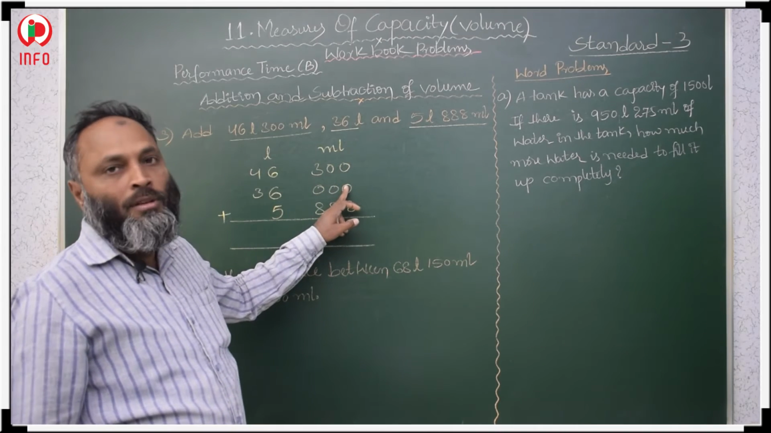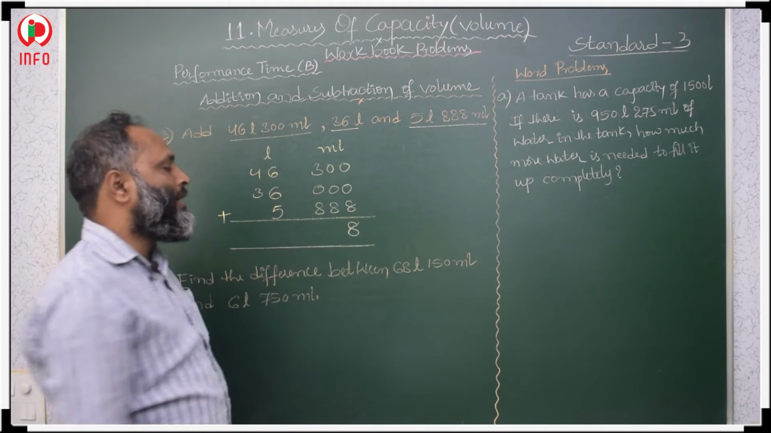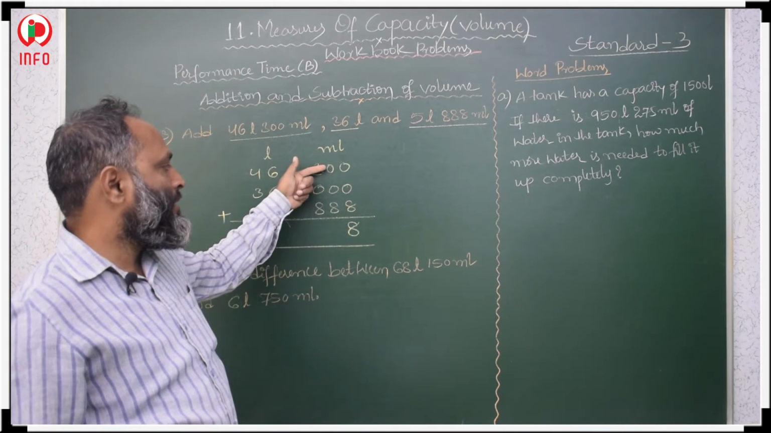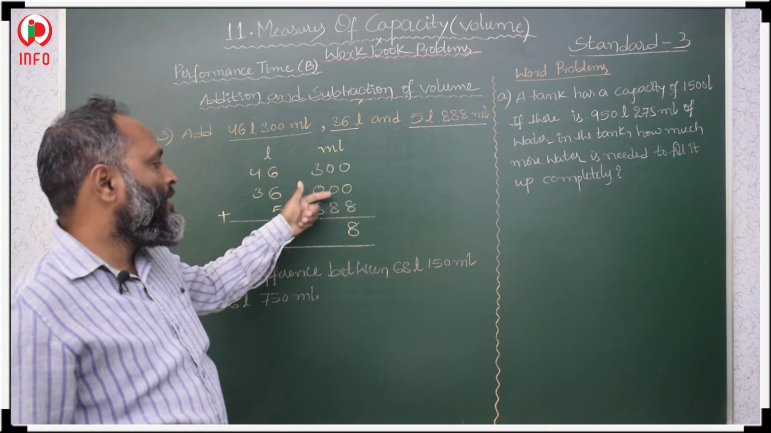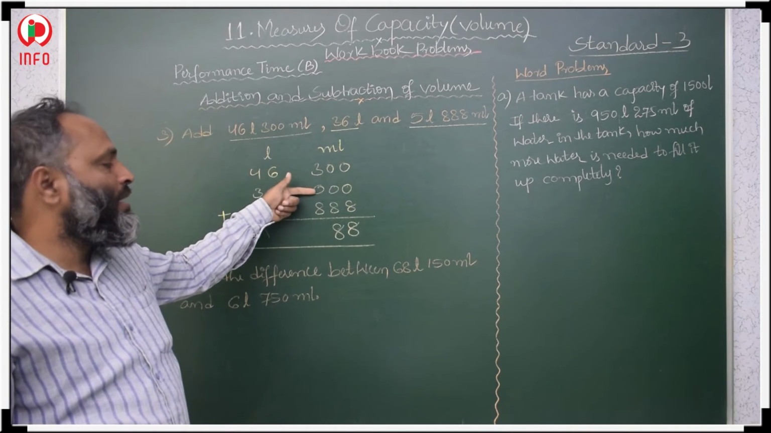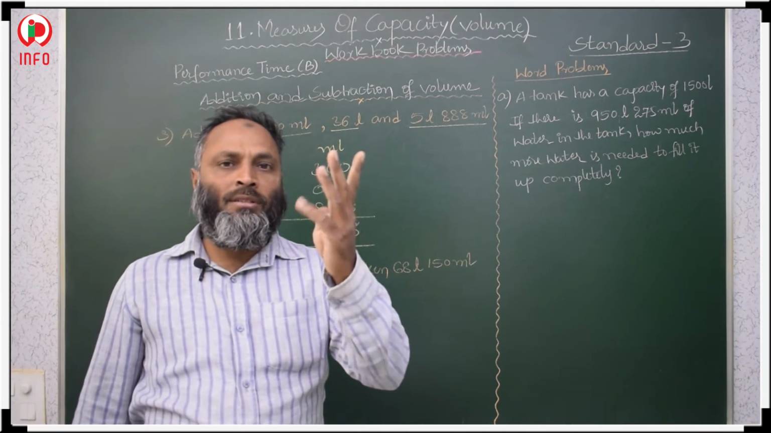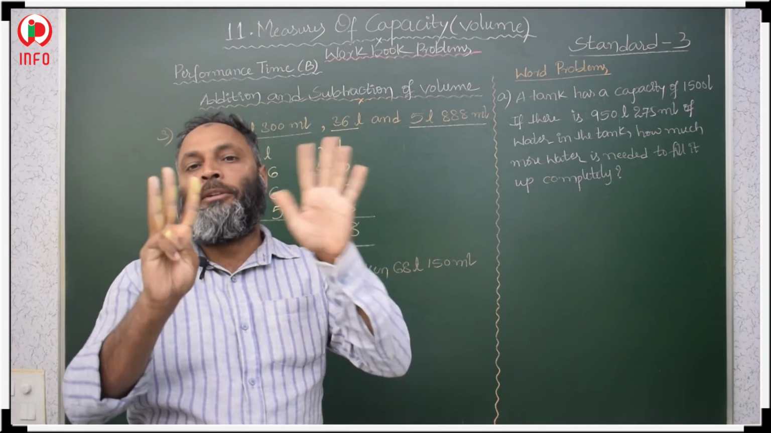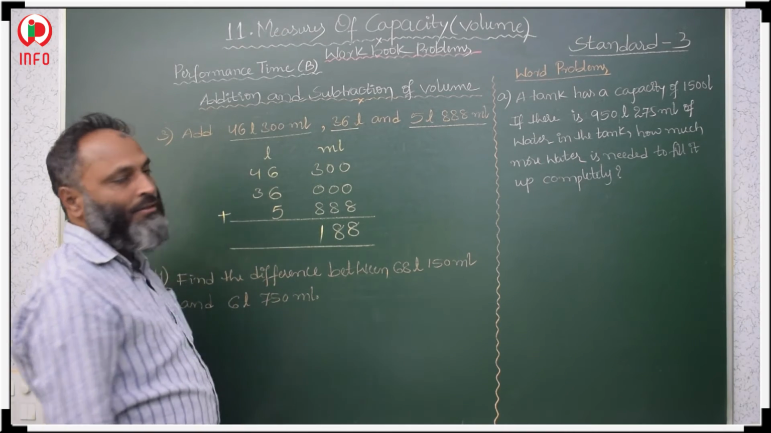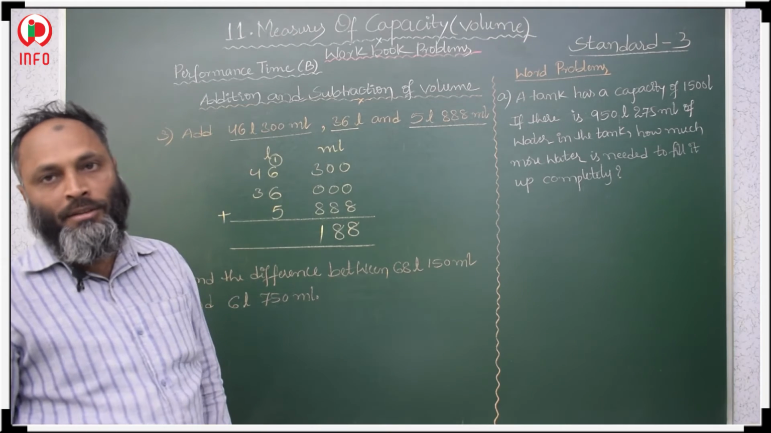0 plus 0, 0; 0 plus 8, 8. Extreme right digit in milliliters, that is in ones place, the sum is 8. The next tens place sum, 0 plus 0, 0; 0 plus 8, 8. Then in hundreds place, 3 plus 0, 3; 3 plus 8, 3, 4, 5, 6, 7, 8, 9, 10, 11. 11 means 1 in hundreds place of milliliter, and one more 1 we have to take as carry over to the 1's place of a liter.